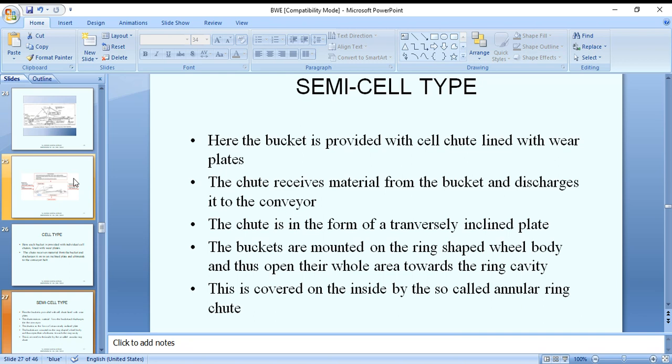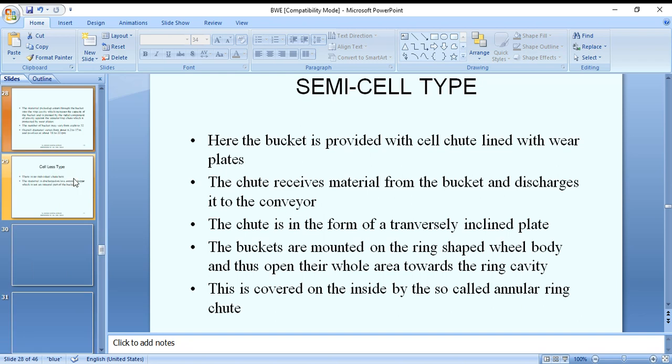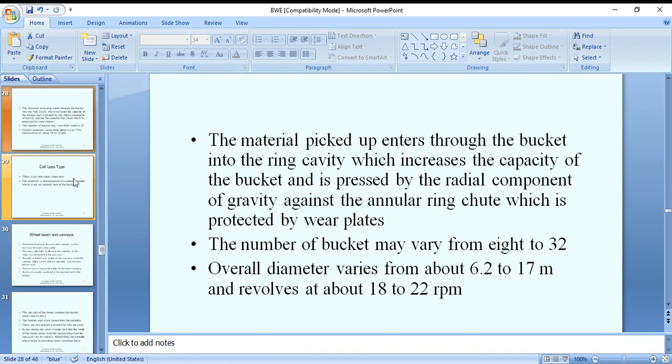Some chutes are there with wear plates. The chute receives the material from the bucket and discharges onto the conveyor, similar to the cell type, but some partial storage facility is there for each cell. The material picked up enters through a bucket into the ring cavity, which increases the capacity of the bucket, and is pressed by the radial component of gravity against the annular ring chute, which is protected by wear plates. The number of buckets may vary from 8 to 32.